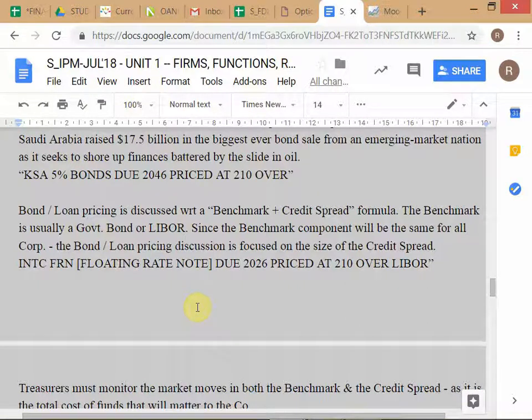Earlier, when I gave you information on the fixed rate bond issued by the Kingdom of Saudi Arabia, the news release told you everything you need to know. Whether the 5% coupon is paid semi-annually or annually would be in the term sheet, but it will really not be mentioned in the news release. Now, Intel FRN due 2026, let's say it's a 10-year FRN, and this news release is coming out in 2016. If we say priced at 210 over LIBOR, let's make it a different spread.